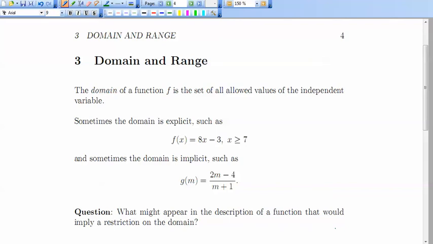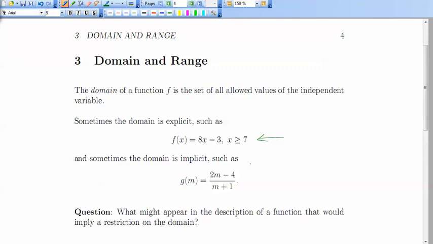Now sometimes the domain is explicit, as in the example right here. We're told that f of x has this nice rule, it's equal to 8x minus 3, but our independent variable x can only be values greater than or equal to 7. So 9's fine, 10 pi is fine, a billion is fine, but negative 6 is not, and even negative 6.9999999 is not. Now sometimes the domain is implicit.